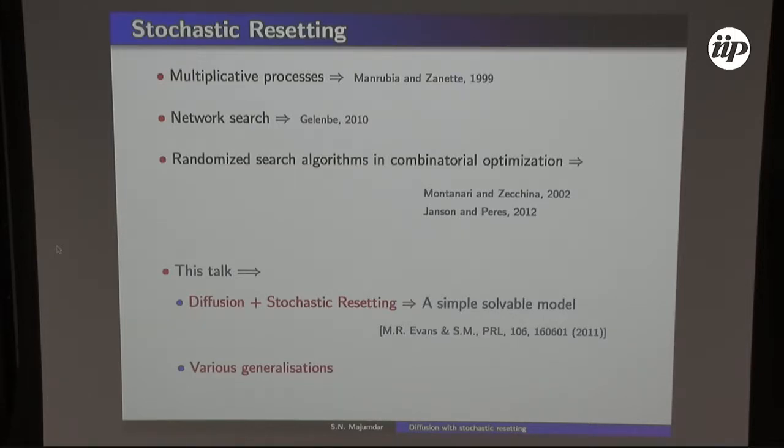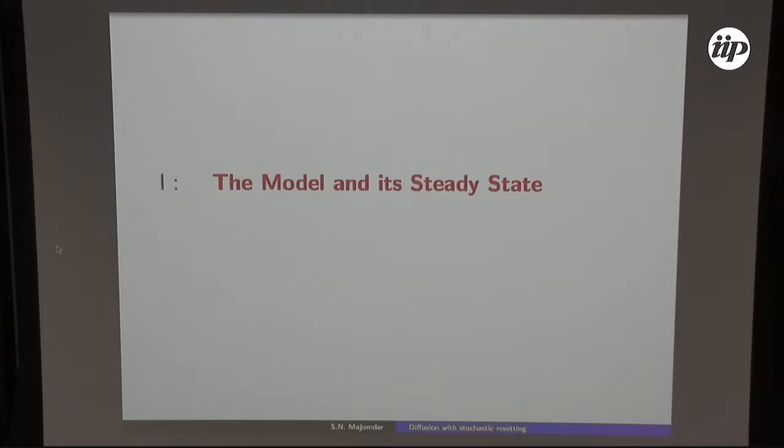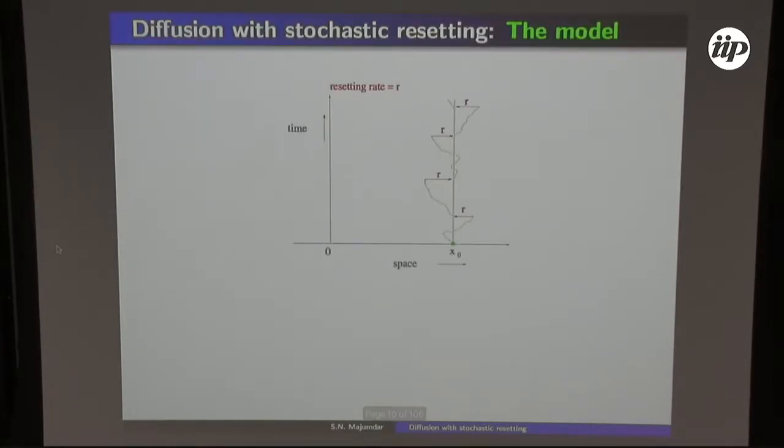Okay? So let me first start with this extremely simple model. I'll come to the search problem later, but let's just start with a very simple model, and I want to talk about its steady state. So what is the model? I'm defining it in one dimension, but you can easily generalize to higher dimensions. So this is time and this is space. You have just a single particle which starts at x0 at the initial point. And then it just does normal one-dimensional diffusion, for example, here. And then with rate r, so r is not the distance, it's a rate, a resetting rate r, you reset to the initial position, and then again it starts diffusing and so on.